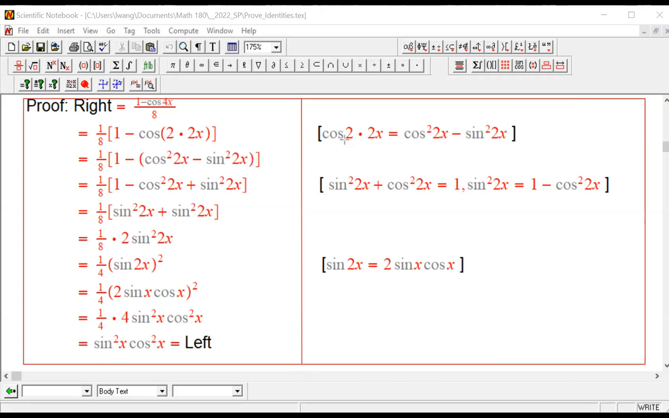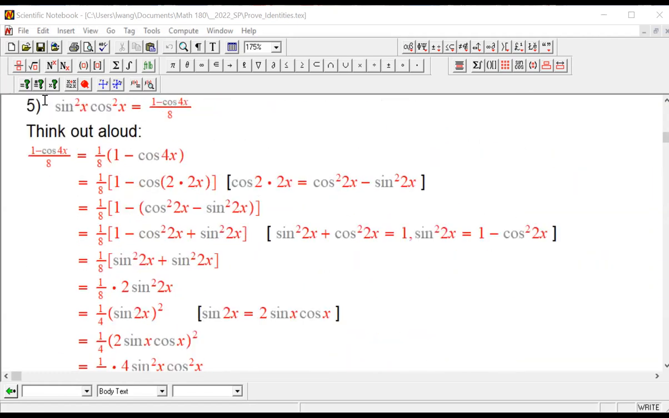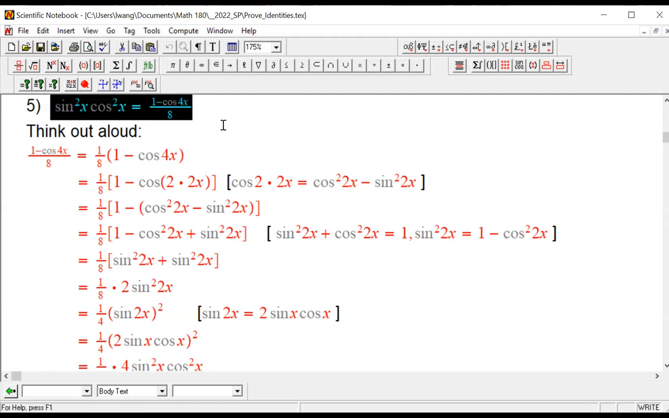If you like to tell the reader what formula you have used, you can put it on the side. Does that make sense? The bottom line is you want to show your work to the best of your ability for the reader to see what you're trying to do. Here I'm using one of the two formats. But anyway, now we have proved it, therefore we can tell the reader, you know what, I have proved it. I went from right to left.